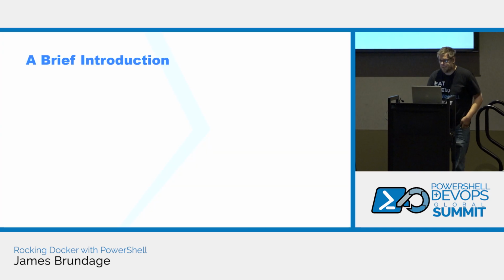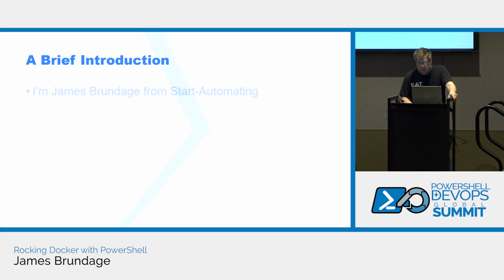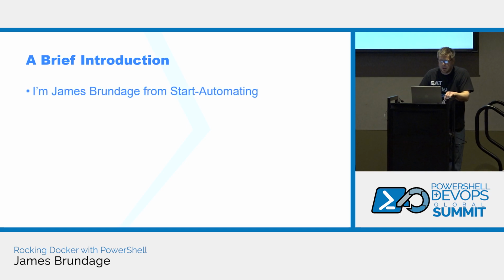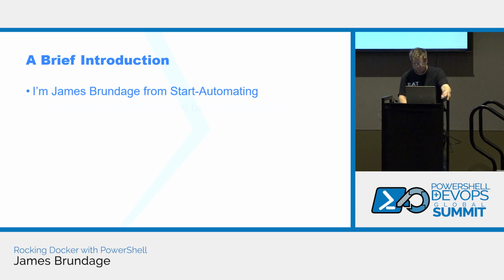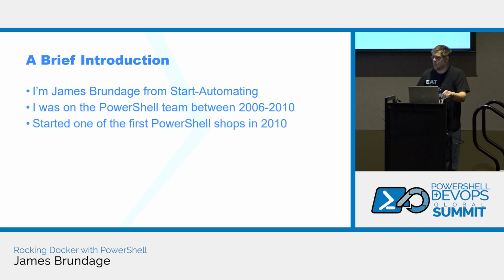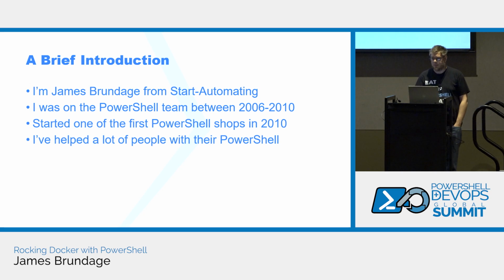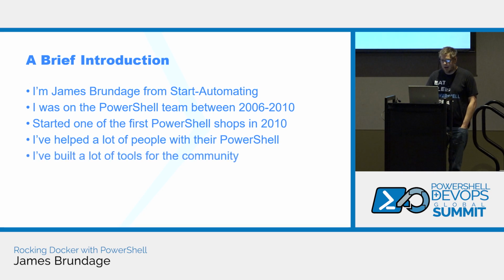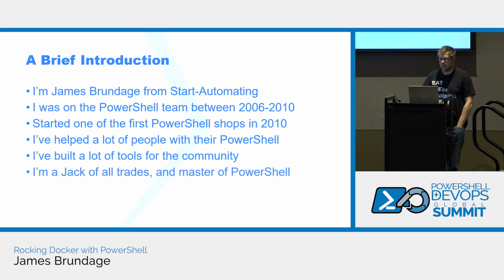Brief introduction, in case you don't know me from Adam. I am actually not Adam, I'm James. James from Start Automating. I was on the PowerShell team between 2006 and 2010, and I started one of the first PowerShell shops in 2010. And I've been doing it ever since. Helped a lot of people with their PowerShell over the years, and I built a lot of tools for the community. I have at least somewhat recently started to refer to myself as a jack of all trades and a master of PowerShell. Because I don't just do PowerShell, I just do basically everything through the lens of PowerShell.